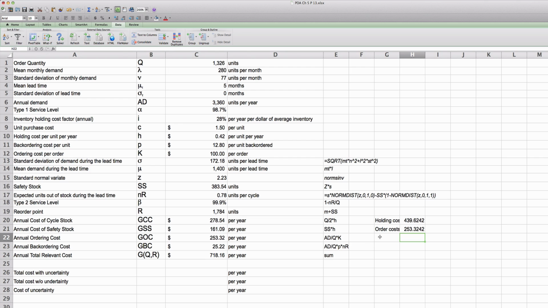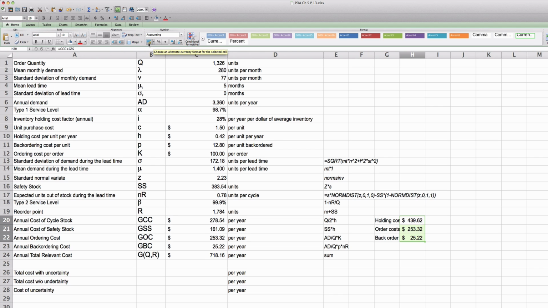And the annual back order cost is a very low $25.21. That, of course, is because I achieve a very high fill rate, and I have a very low number of stockouts per cycle, and also a fairly low number of cycles per year. So I simply don't stock out by much, which is why the value is so low. So this answers part B of question 13.